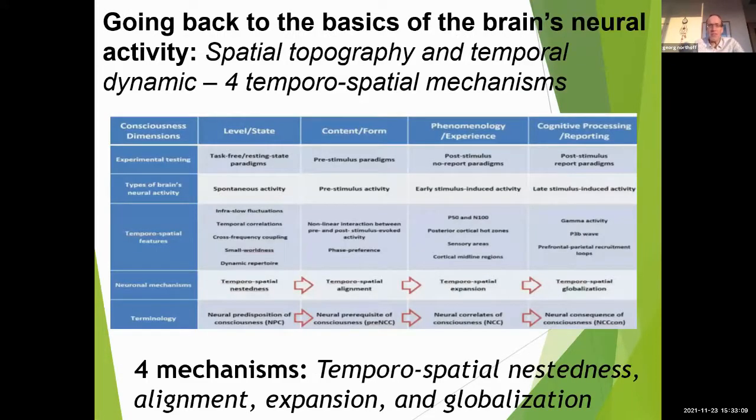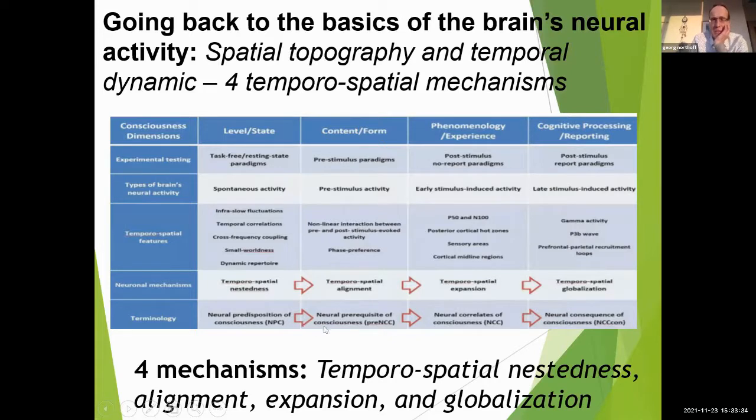Let me show you this slide, which is a complex slide, but I just want to highlight something. The TTC assumes four temporal spatial mechanisms instead of just one like all other theories. And these four temporal spatial mechanisms are related to different dimensions of consciousness. So let me walk you through.